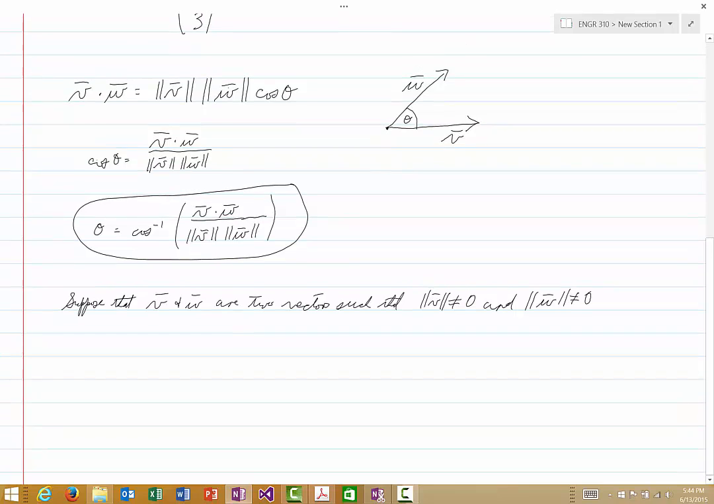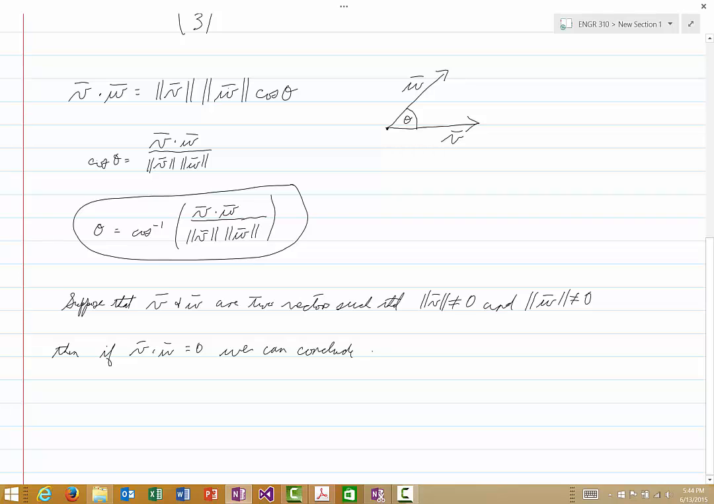So, to complete this thought, suppose that v and w are two vectors such that the norm of v is not equal to 0 and the norm of w is not equal to 0. Then, if v dot w equals 0, we can conclude that v and w are perpendicular.